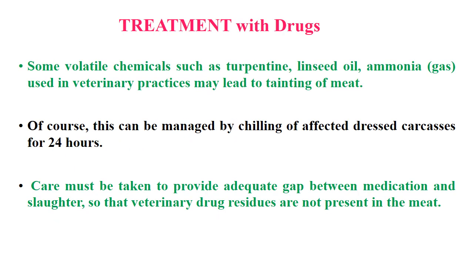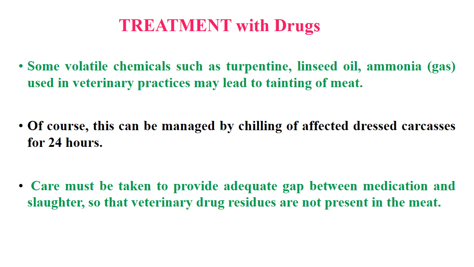Here we will discuss the treatment and healthcare use of different drugs which have an influence on the meat quality. This can be either external use or internal use. Some volatile chemicals such as turpentine, linseed oil and ammonia used in veterinary practice may lead to tainting of meat. These are all used for external purposes. Sometimes this can be managed by chilling the carcass for 24 hours. So whenever a carcass has such a taint, it should be chilled for 24 hours, then this smell will go.